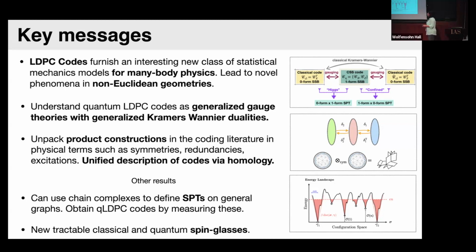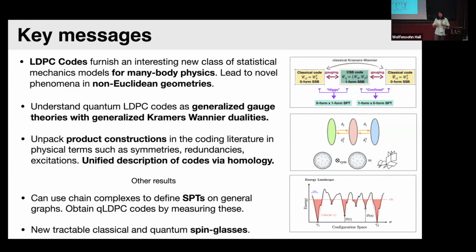Okay, so other results that I didn't talk about, but I just very briefly mention right now, is that you can use these chain complexes to define SPTs. And you can study the dynamics and thermodynamics of these codes. That's the paper that we're writing up right now. And the thermodynamics and dynamics also ends up being very interesting. You end up getting these classes of spin glasses.